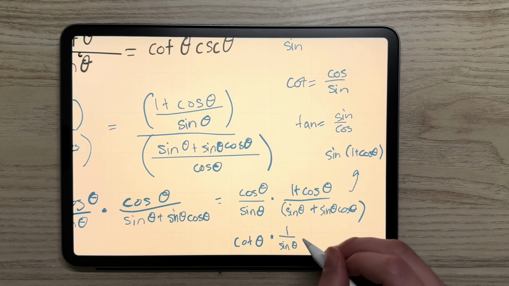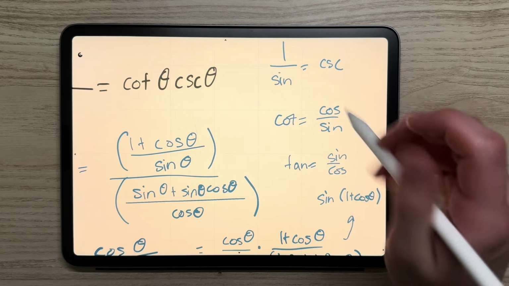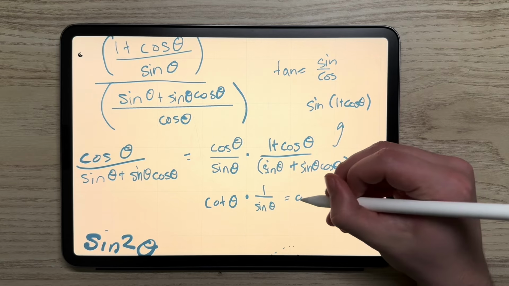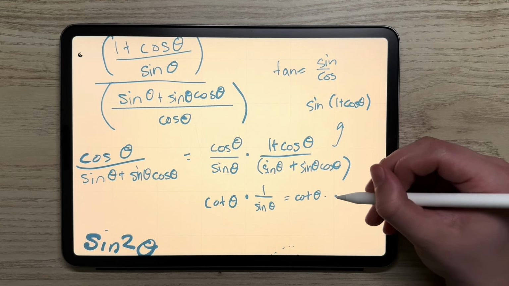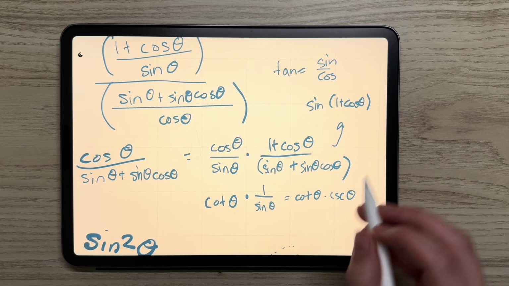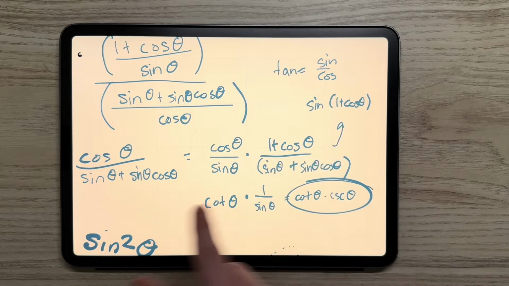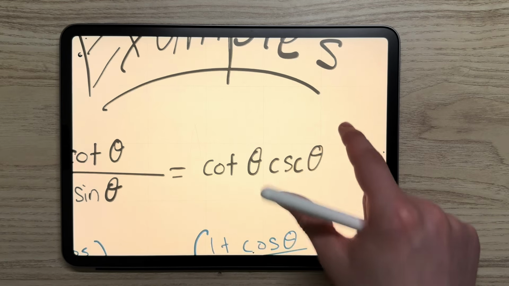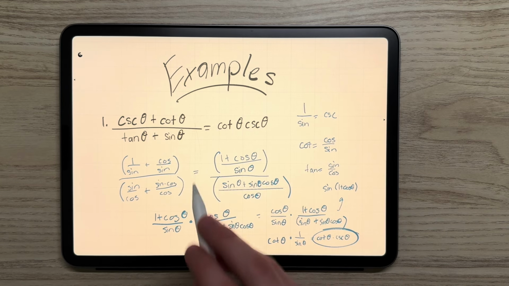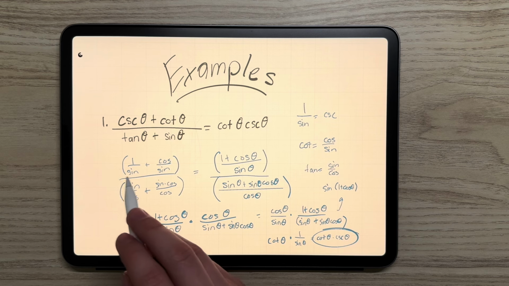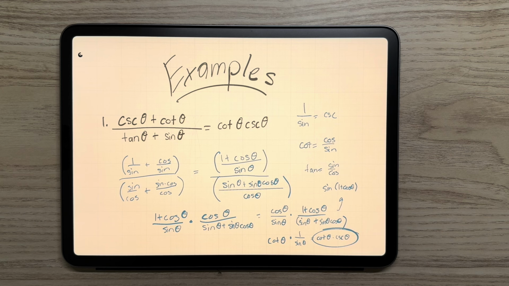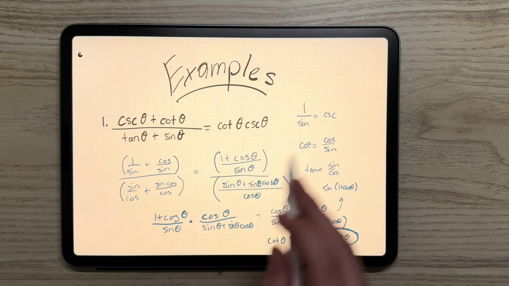And then, if we use our reciprocal identity, 1 over sine theta is equal to cosecant, now we're left with cotangent theta times 1 over sine theta, which is equal to cotangent times cosecant theta. So this is what we're left with. That's all simplified, and it just so happens to be what we were trying to prove. So we proved that the left is equal to the right because we plugged in some reciprocal identities and some quotient identities, and then we factored and multiplied some stuff and moved it around, and then we got to our goal.